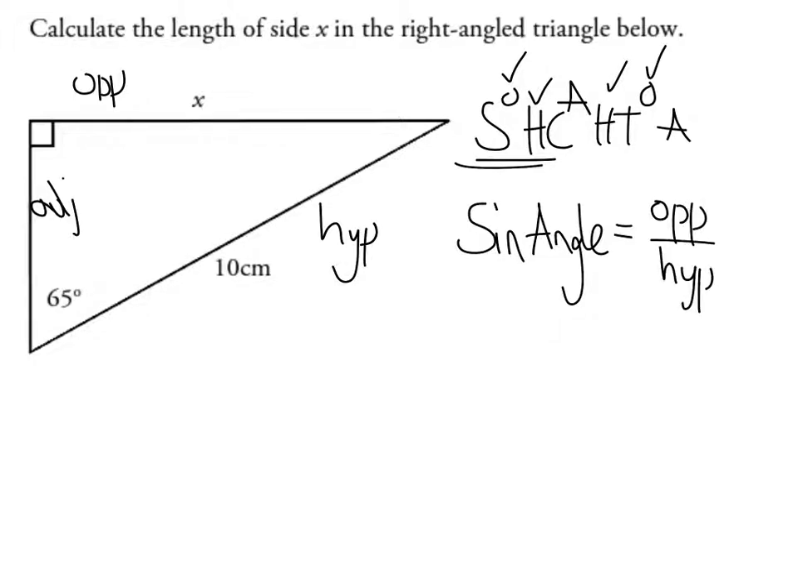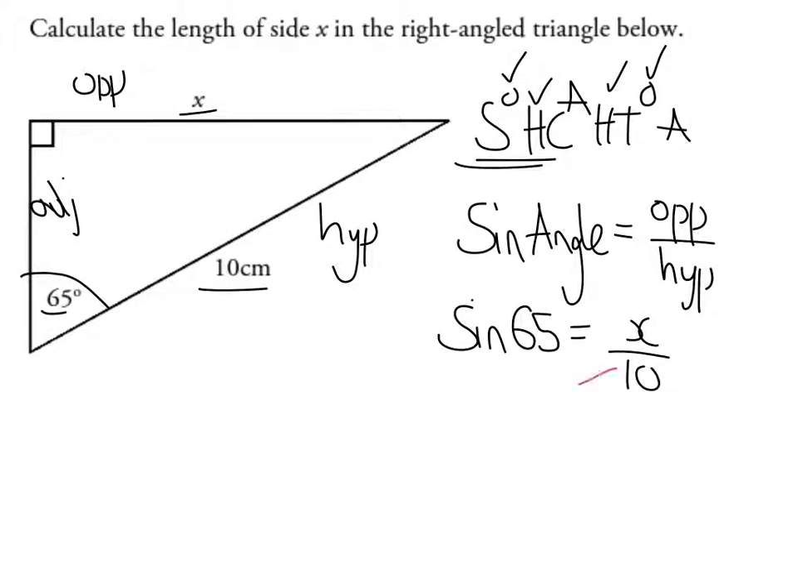Once I do that, I substitute in my values. The angle in this one is 65, so sine 65. Opposite is x, and hypotenuse is 10. I then rearrange it so that I get x on its own, so I'm going to times by 10.